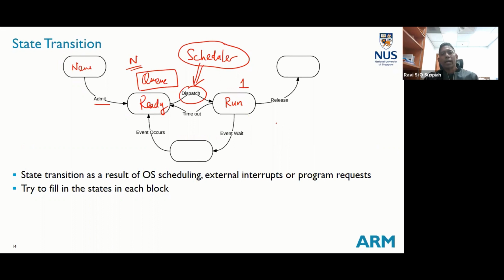Now, when I'm running, two things can happen. One is I may run till I hit a timeout. What is a timeout situation? Timeout means the OS is trying to do some sort of round robin. That means I allocate you some CPU time, to use the CPU for 5 milliseconds. The 5 milliseconds is up, now you transition out. When you transition out, you go back to the ready state.